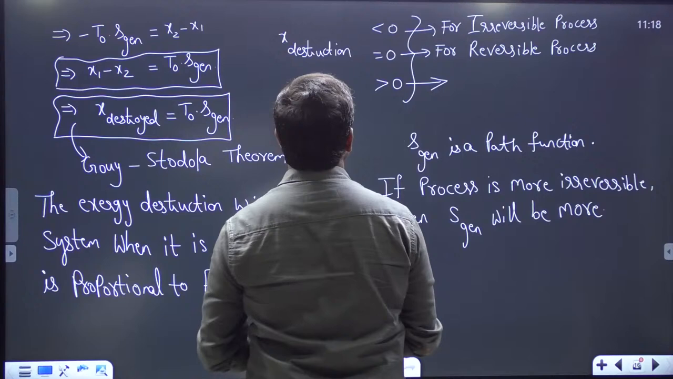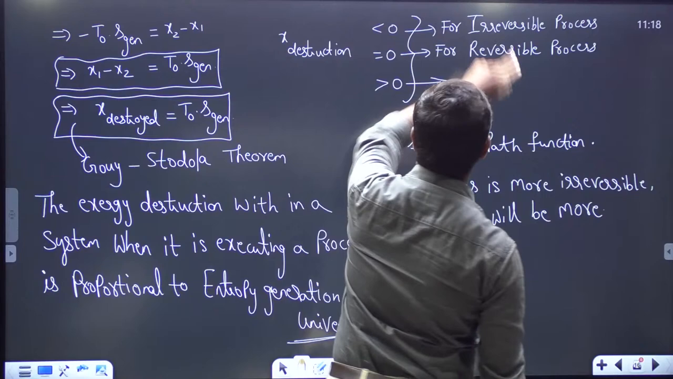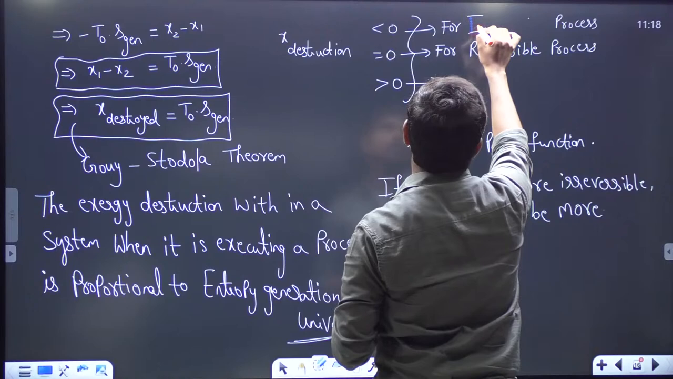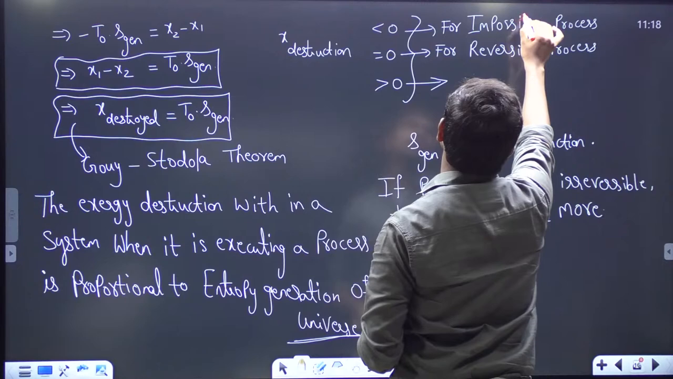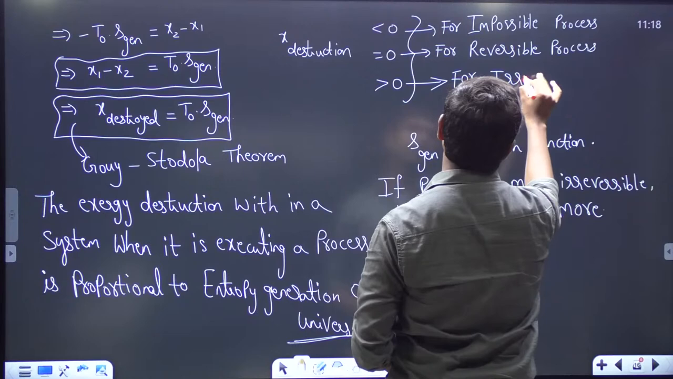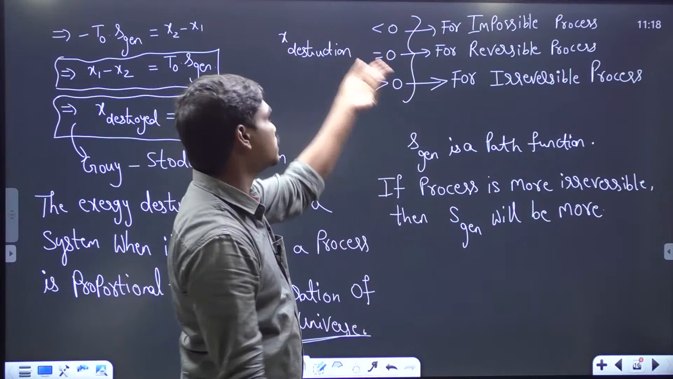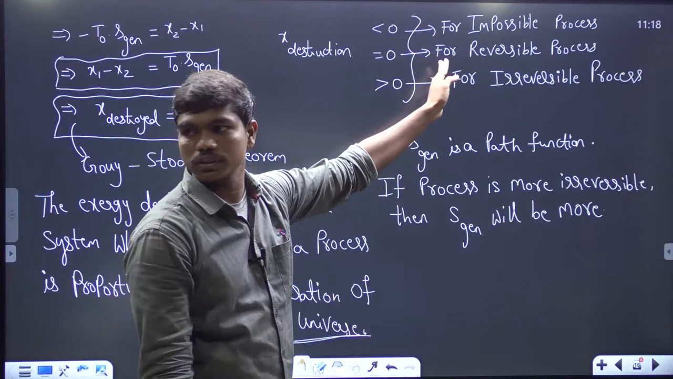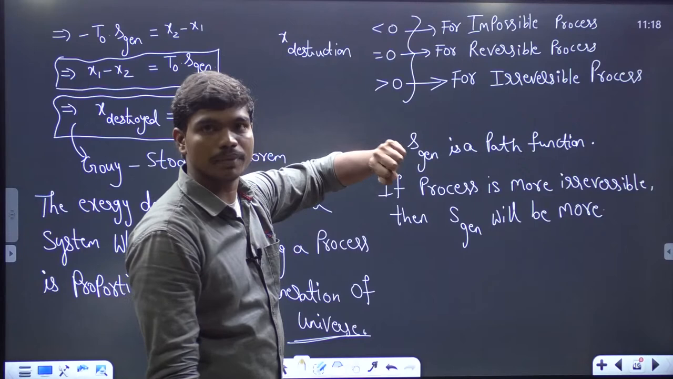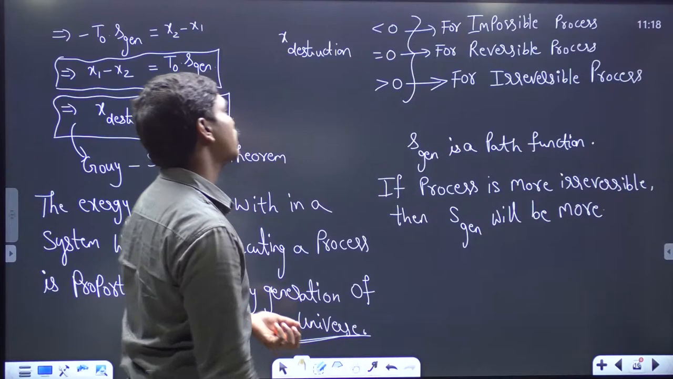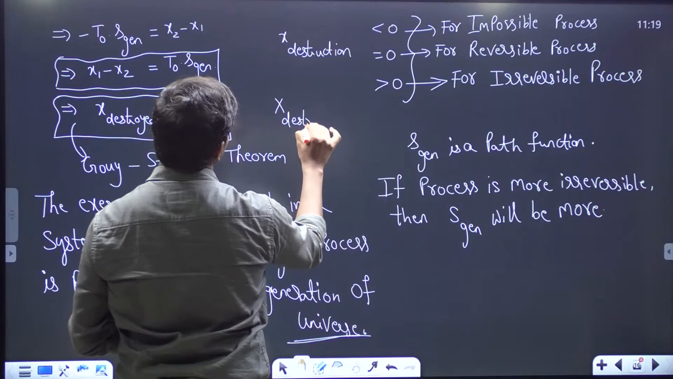sorry, since we are writing less than here, this is an impossible process, correct? Because negative exergy destruction is impossible. So we can write for impossible process, which means the process can't happen. And of course, it's a positive value for irreversible, because there will always be some exergy destruction for an irreversible process. If there is some irreversibility, some exergy gets destroyed. If the process is reversible, no exergy is destroyed, so exergy destroyed is equal to zero. And finally, if you are getting exergy destruction as negative, meaning some exergy is getting developed within the system, then obviously the process is impossible, correct? So we can write exergy destruction is always greater than or equal to zero.